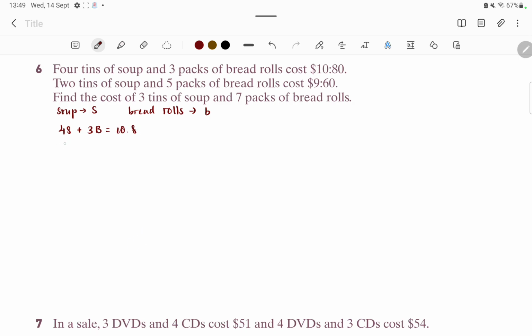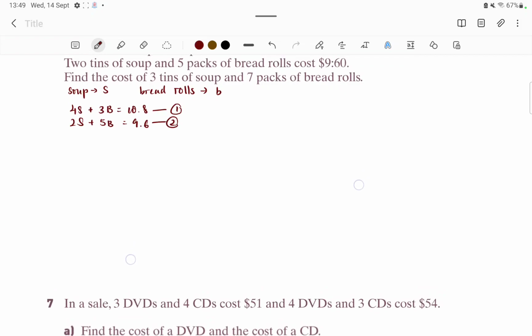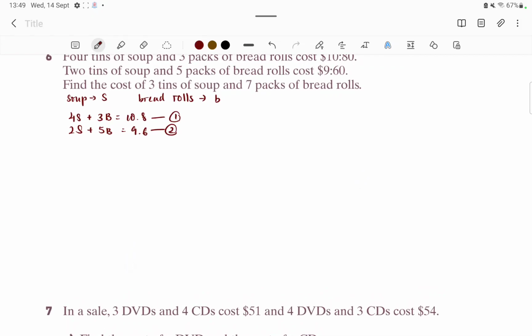And then this one is the first equation. Second equation, 2 tins of soup plus 5 bread rolls equals 9.6. This one is your second equation. So this depends on which method you prefer, elimination or substitution. I will try both methods here.